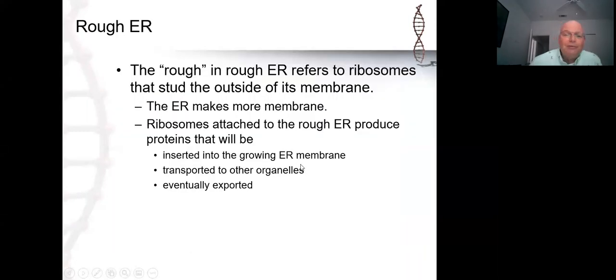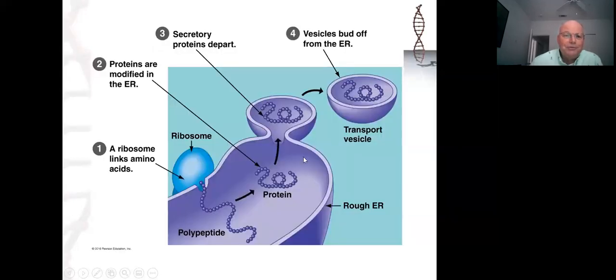We talked about the rough endoplasmic reticulum as having the ribosomes on the surface. So here you can see the ribosome attached to the surface. You can see the polypeptide being released into the hollow space of the rough endoplasmic reticulum, folds up into its final shape, and then gets packaged into the transport vesicle that's going to carry it either to its final destination, which is a possibility, or carry it to the Golgi if it needs to be stored.